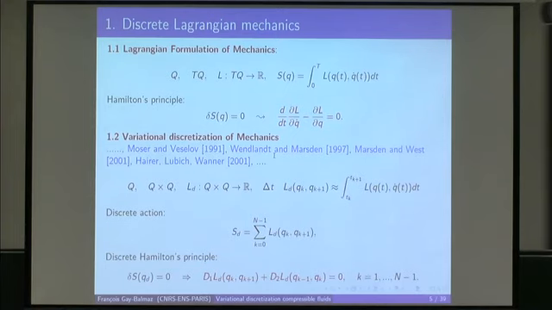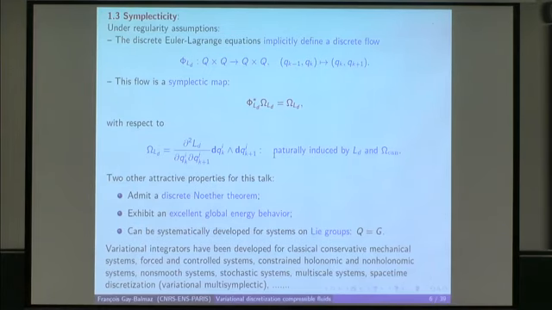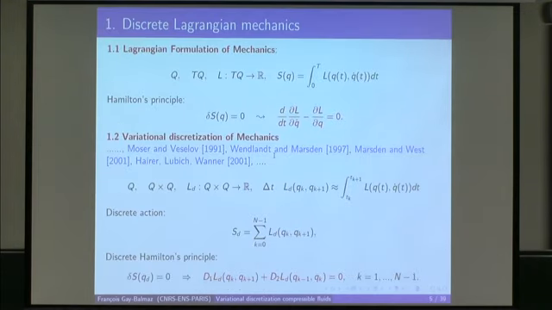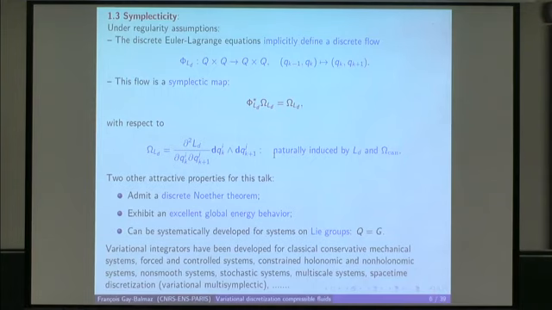So the discrete flow associated to this scheme has several interesting properties. First, it inherits the symplecticity of the flow of the continuous Euler-Lagrange equations, right? In the case when the Lagrangian is regular. So it preserves a symplectic form. This symplectic form is given in terms of the discrete Lagrangian by this equation here. So it's a discrete 2 form on Q times Q. And you see that it's symplectic if and only if the discrete Lagrangian is regular.